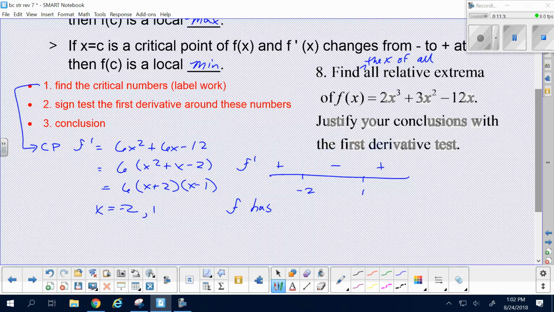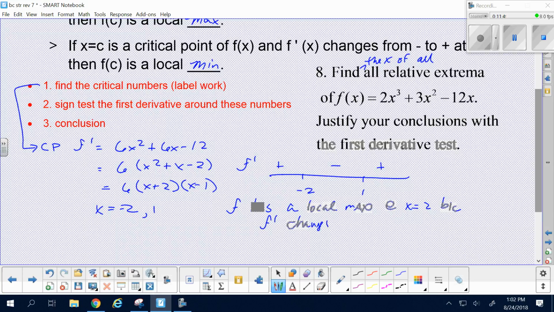Okay. Your conclusion at x equals -2, what is it? f has a local max at x equals -2 because f prime changes from positive to negative. I am fine if you write a little positive sign, little negative sign. You can write the word positive to negative.